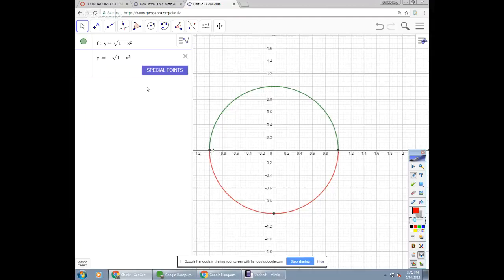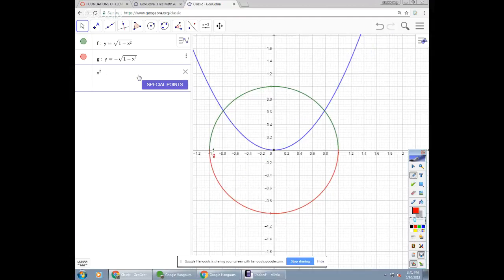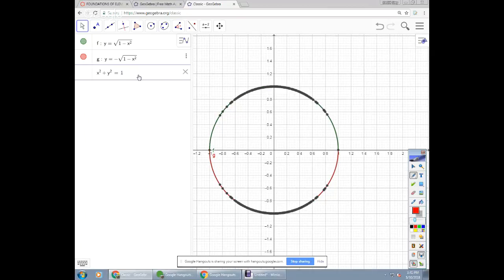Most computer systems these days are a little more powerful than a TI. And so you can actually type into a lot of them x squared plus y squared equals 1. And then, whoa, that was interesting. It had a little trouble with that. Oh, there it goes. Whoa, that glitched. What is it doing?